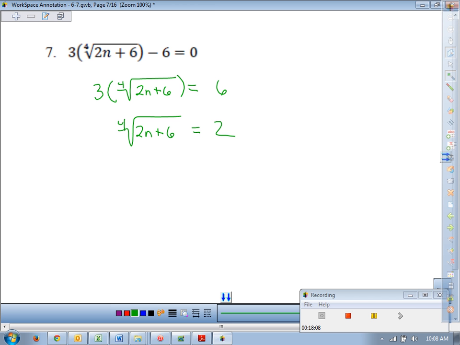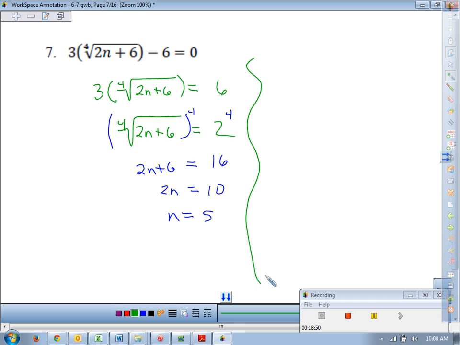I got a fourth root. Get rid of the fourth root. How do you get rid of the fourth root? Raise both sides to the fourth power. Two to the fourth. How much? And after that, the piece of cake.